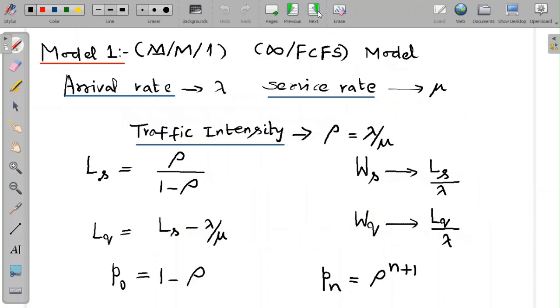And we have the following formulas for this first model, which is an MM1 infinity FCFS. The arrival rate is denoted by lambda, the service rate is denoted by mu. Please remember that both of these are in terms of rates. The arrival rate is always paired up with a per hour or a per minute or a per second kind of a unit. The traffic intensity denotes how busy the queue is. That's the ratio of lambda to mu.